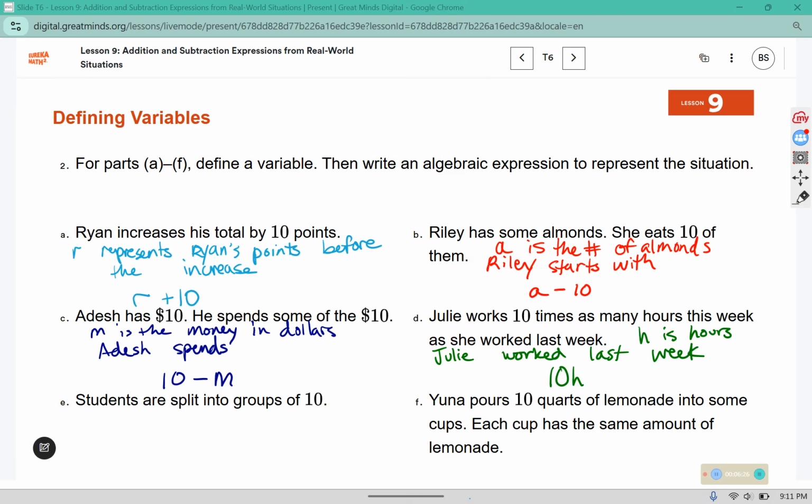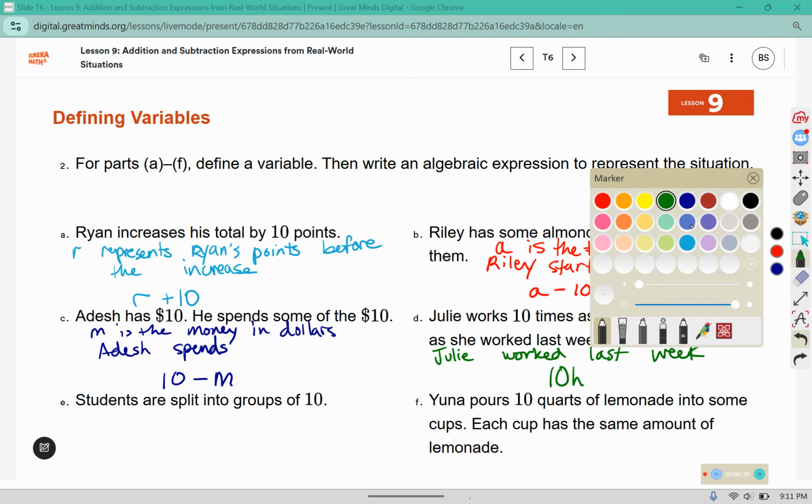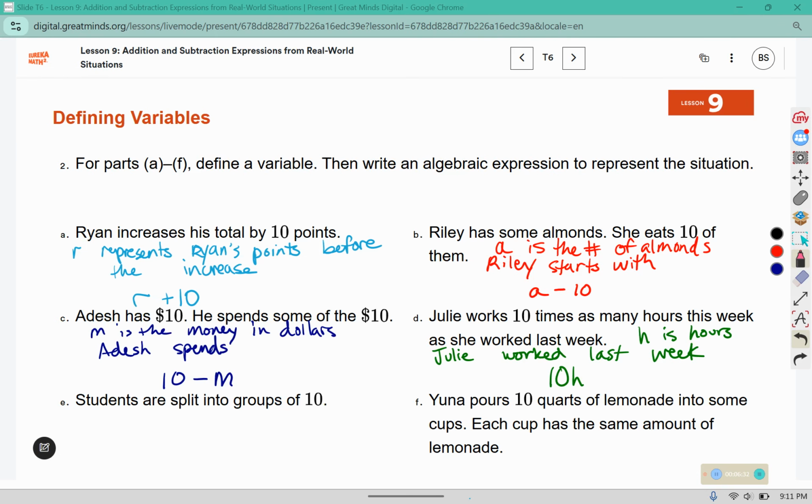Students are split into 10 groups, or groups of 10. S is the total number of students. So to represent how many are in the group, we would take S and divide it by 10.